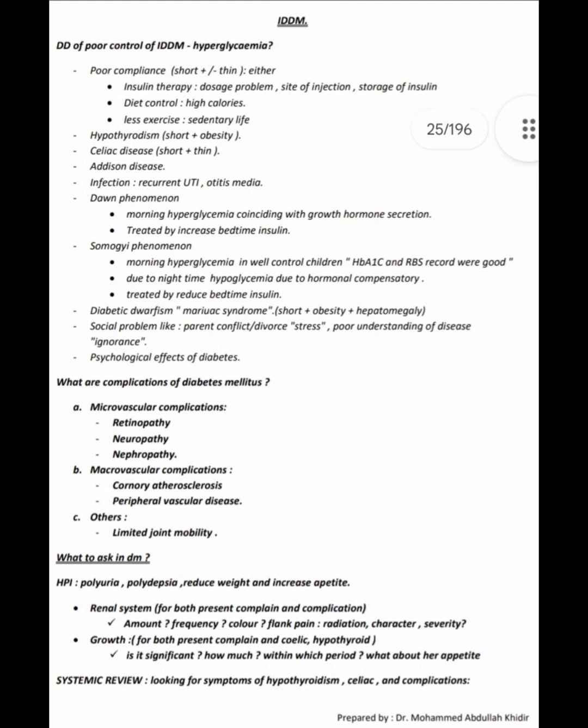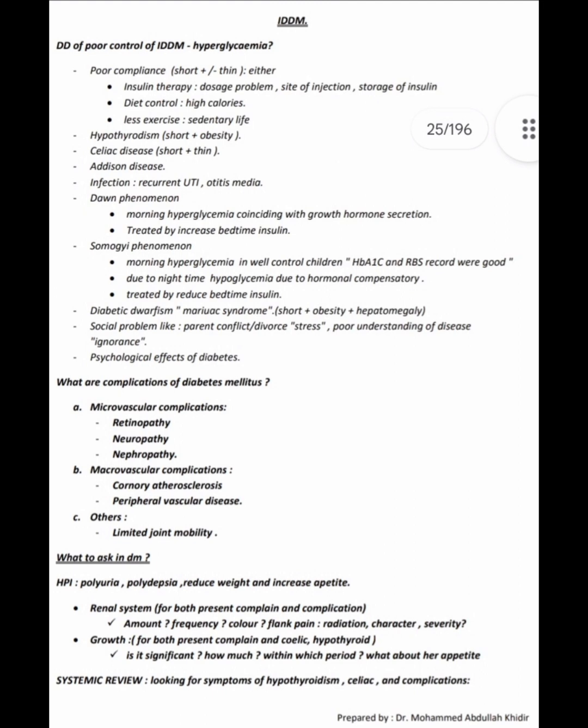Now diabetic dwarfism, that is called Mauriac syndrome, short plus obesity plus hepatomegaly. So Mauriac syndrome, that is diabetic dwarfism, and presentation is short plus obesity plus hepatomegaly. Social problems like parental conflict, divorce, stress, poor understanding of disease, ignorance and psychological effects of diabetes. So this is the list of differential diagnosis of poor control of insulin dependent diabetes mellitus.